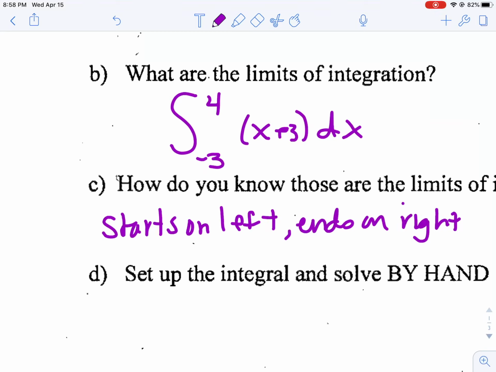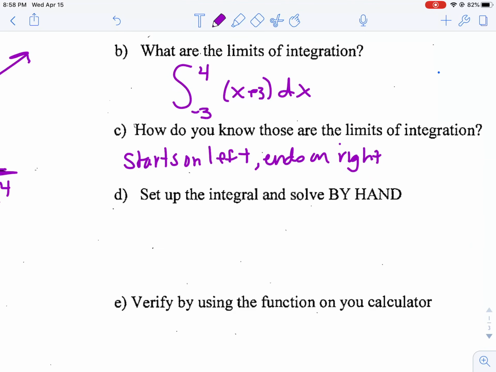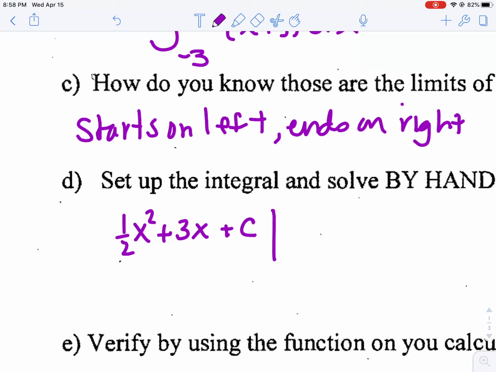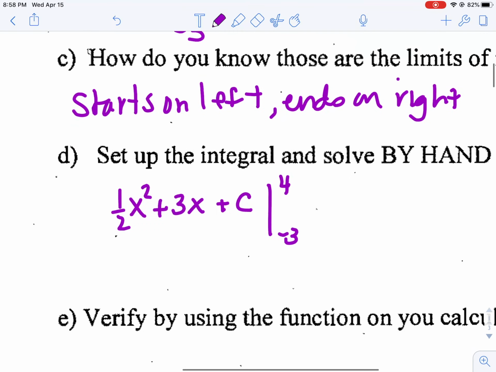Okay. Set up the integral and solve it by hand. So this is us finding the antiderivative of our integral. So the antiderivative of that would be 1/2 x squared plus 3x. It would have a plus c, but we're going to integrate it from -3 to +4. I use that vertical line to say you're doing this, here are your bounds.